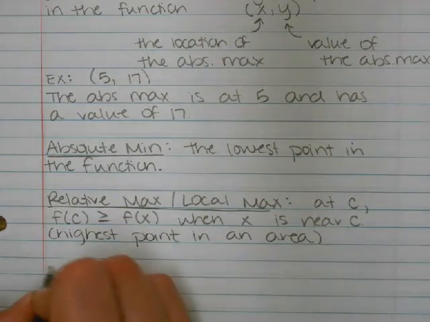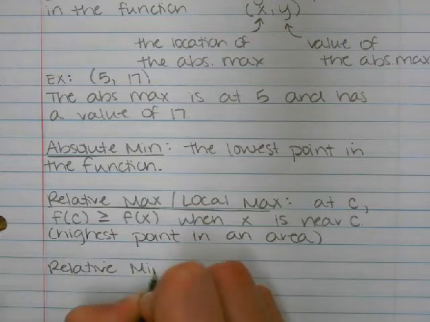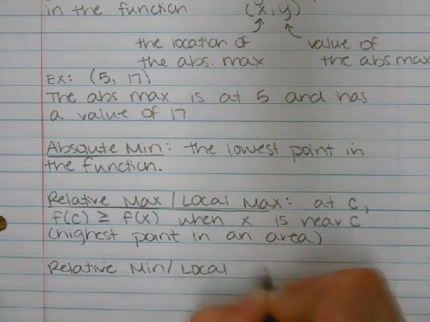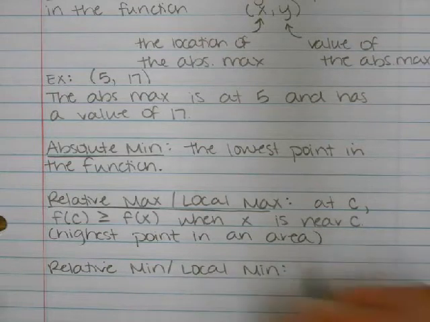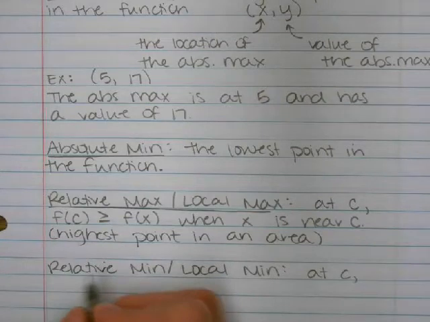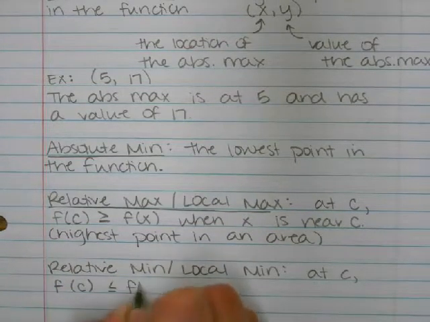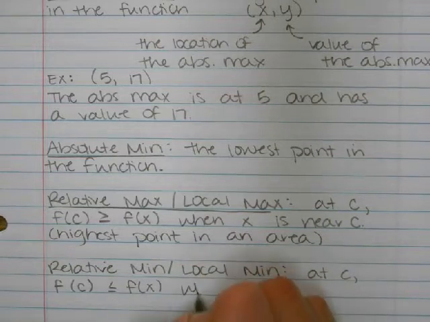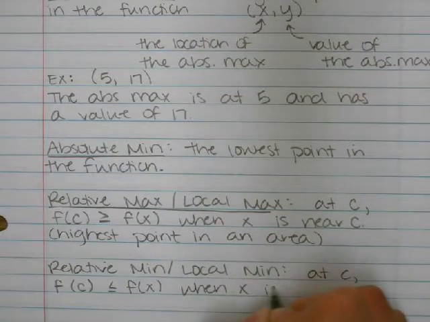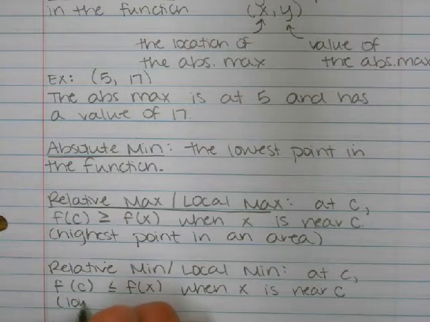So we also have a relative min, or a local min. And the definition is similar. So at c, f of c is less than or equal to f of x when x is near c. So this would be the lowest point in an area.